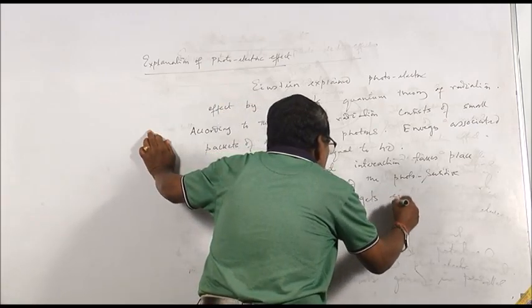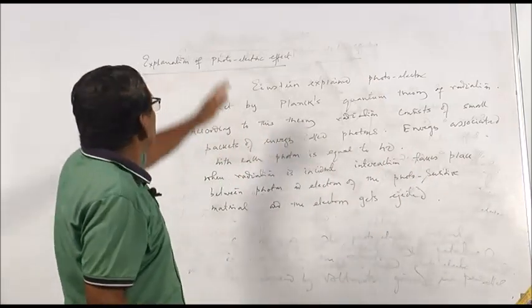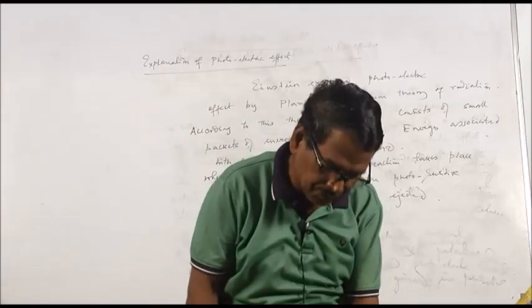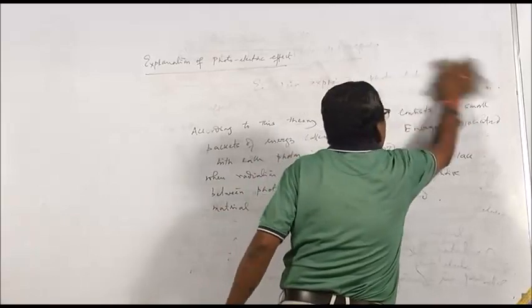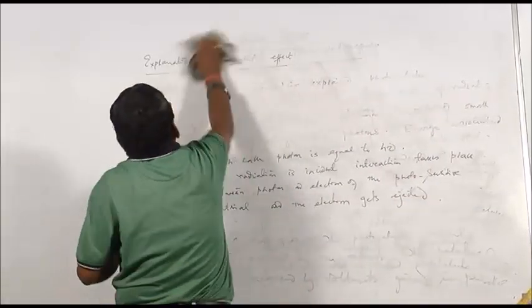Electron gets ejected. So, this is how Einstein explained the photoelectric effect by Planck's quantum theory of radiation. Now we will go to Einstein's photoelectric equation, which is very important from the examination point of view.